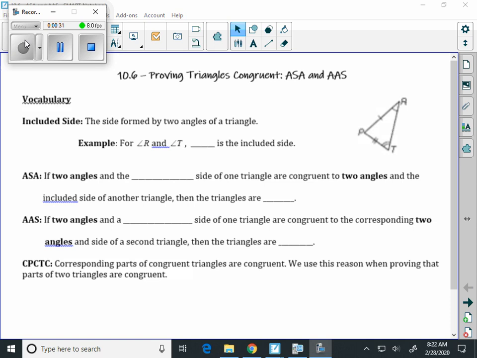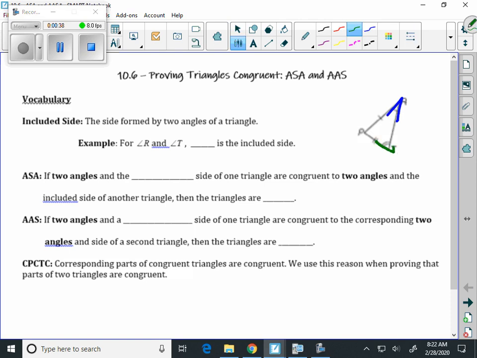And what we've got is angle R in this picture, and we've got angle T in here. And what makes up the included side is the side in between those two, which is RT. And you could have said TR. It doesn't make any difference. That's what's included.